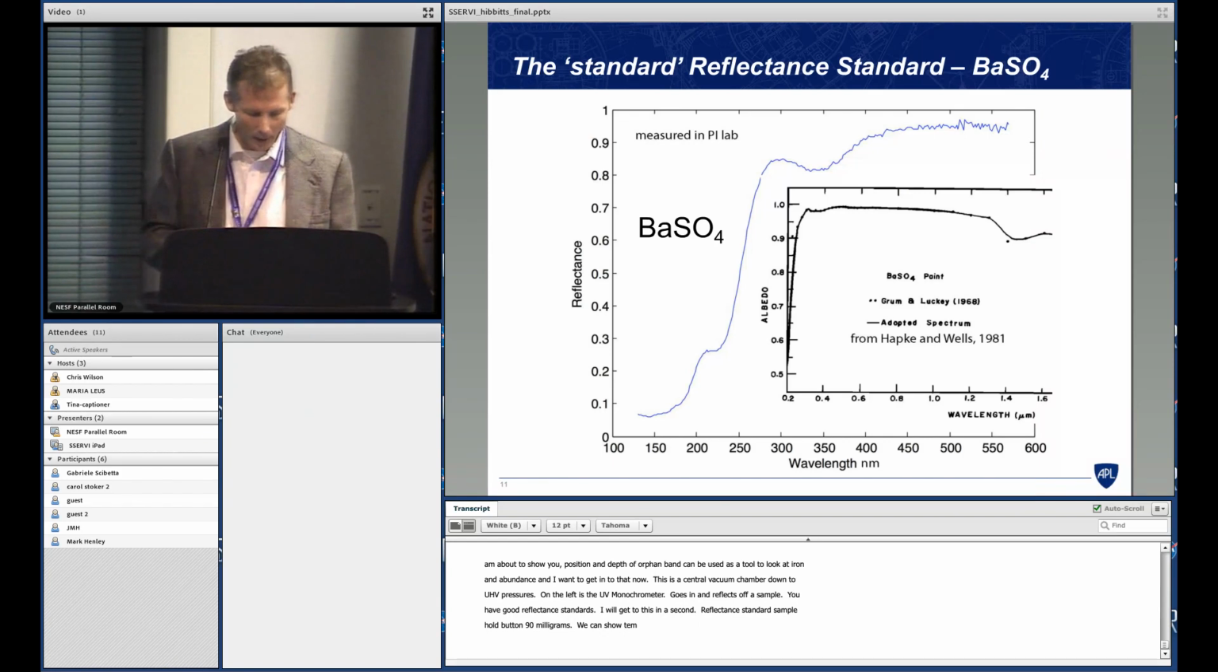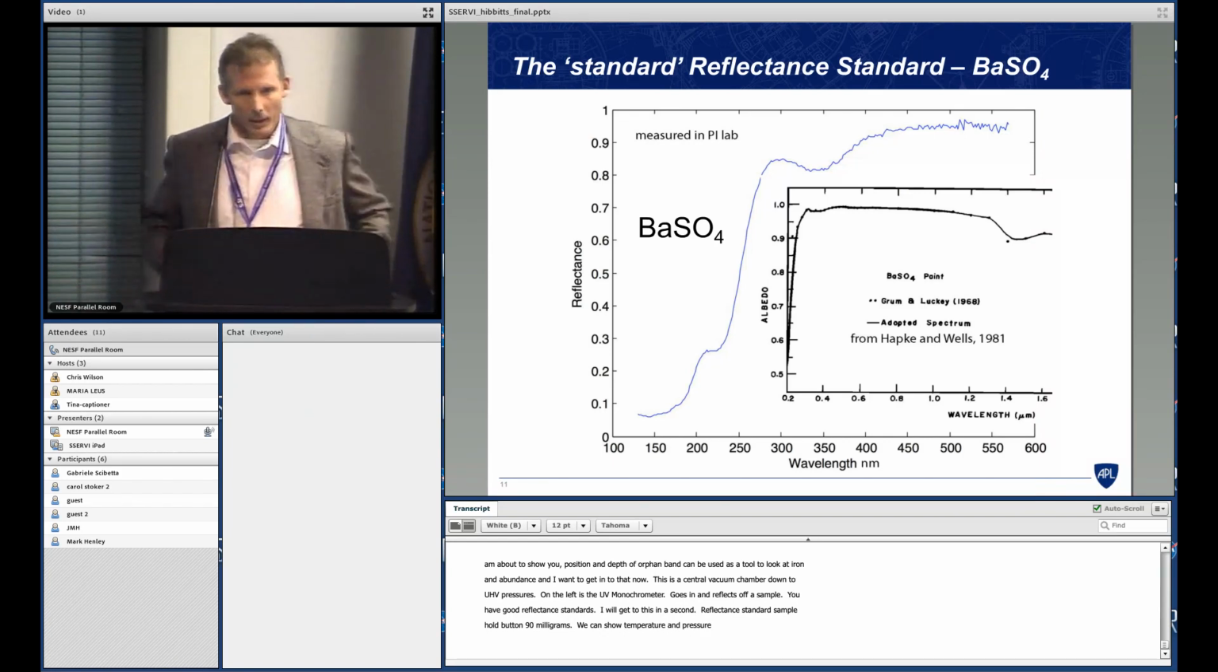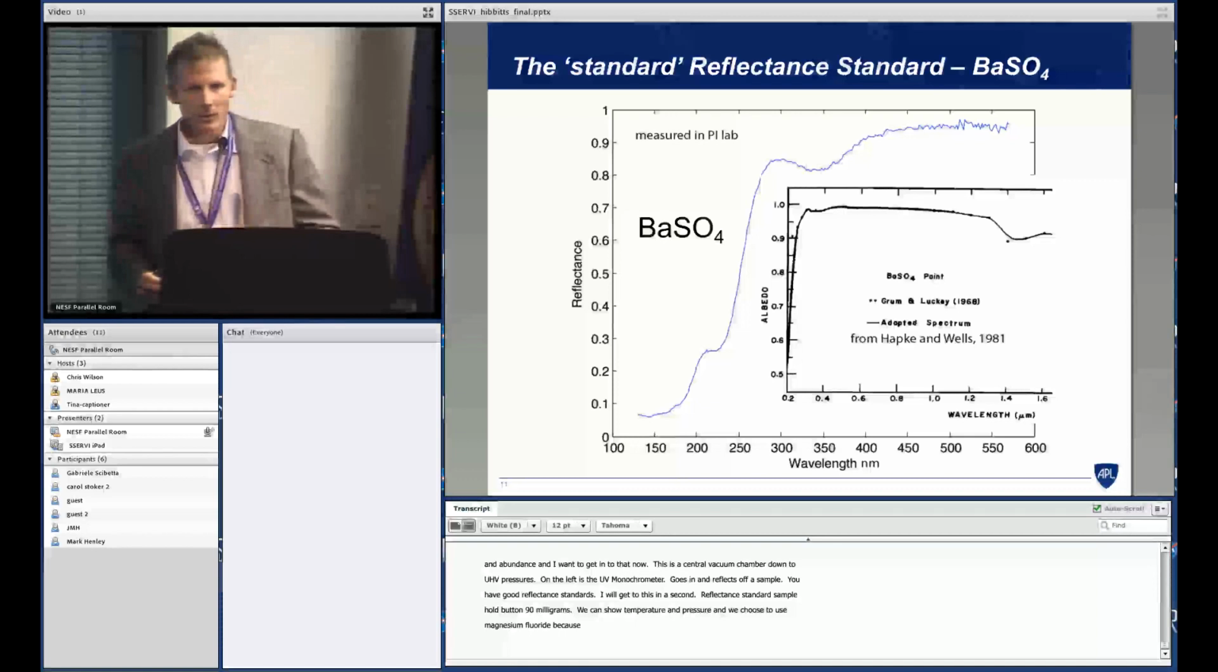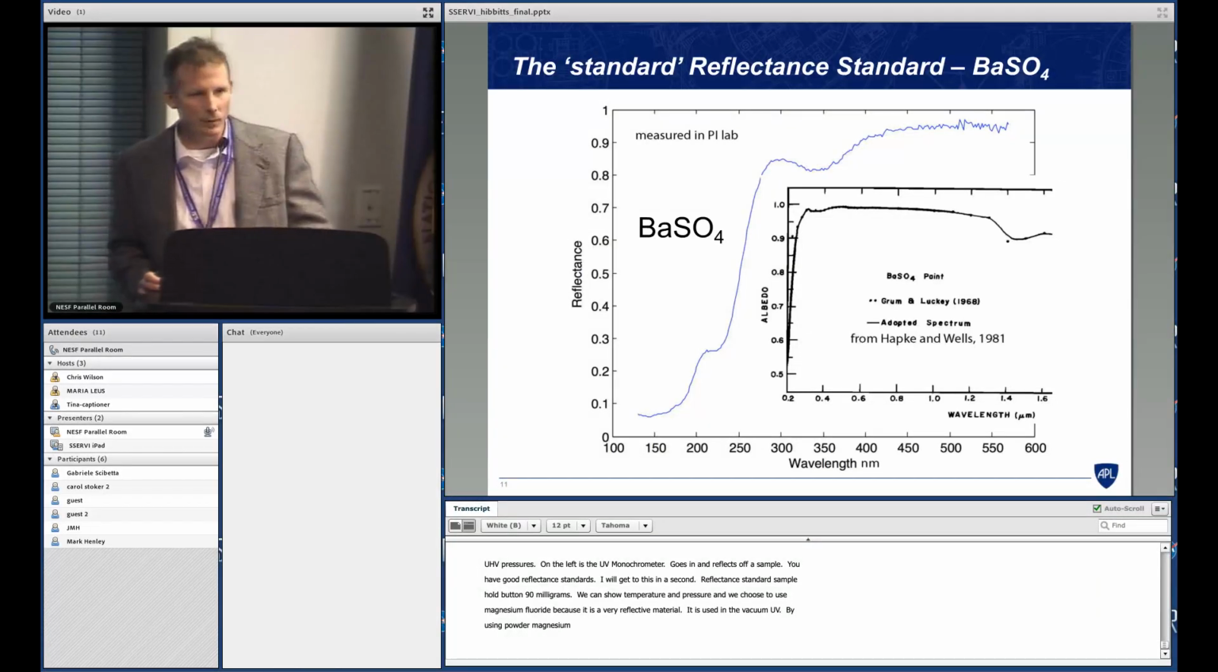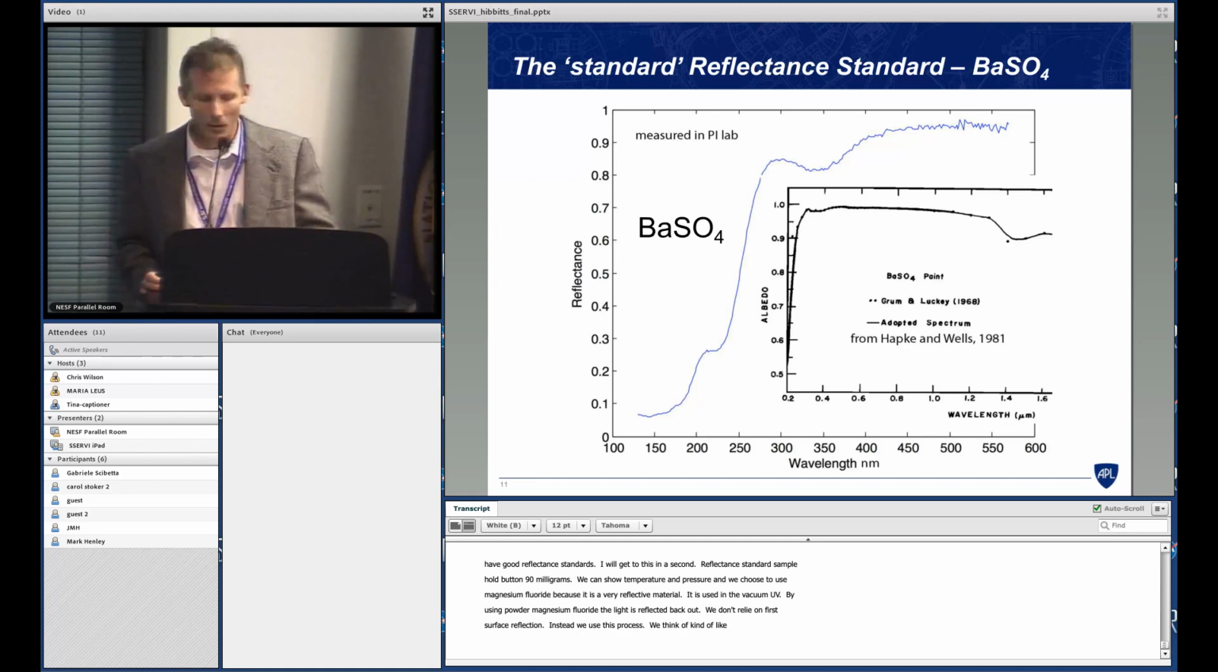We choose to use magnesium fluoride because it is a very reflective material. It's basically the window material you use in the vacuum UV. So by using powdered magnesium fluoride and volume scattering, the light is reflected back out of it. We don't rely on first surface reflections or just very white opaque materials like a paint. Instead, we use this process. You could think of it kind of like snow at visible wavelengths. It's white. Snow is a little blue, but largely white.